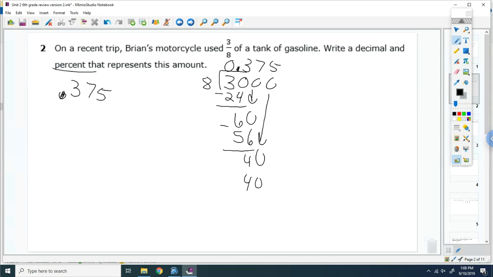I also have to write it as a percent. So I'm going to use the DP method. So I'm at the D for decimal, and I have to go to the right to the percent. And since there's 2 letters in DP, I have to go 2 to the right. So 1, 2, which would be 37.5%.